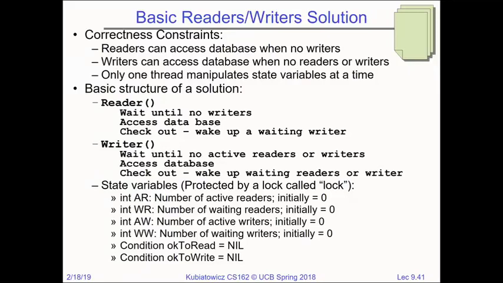Now, you're looking at this like, what? But in fact, these are kind of the obvious thing, right? It's the number of active readers, the number of waiting readers, the number of active writers, and the number of waiting writers. What I want to show you is you can come up with a pretty simple set of invariants on AR, WR, AW, and WW that will meet our basic correctness at the top.